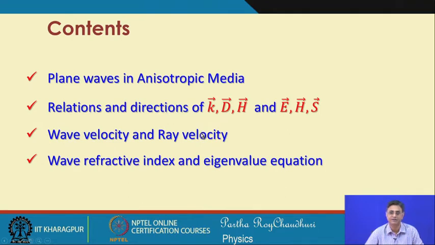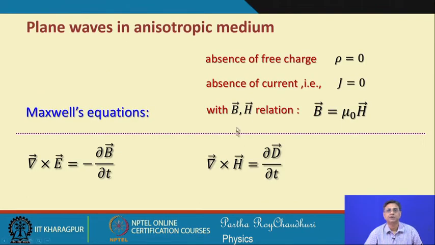These are two different things that we will try to understand: the wave propagates along the k direction, whereas the energy propagates, the ray moves along the direction of the Poynting vector. Then we will look at the refractive index and the general eigenvalue equation that will represent the anisotropic medium. So, let us start again with the medium properties.